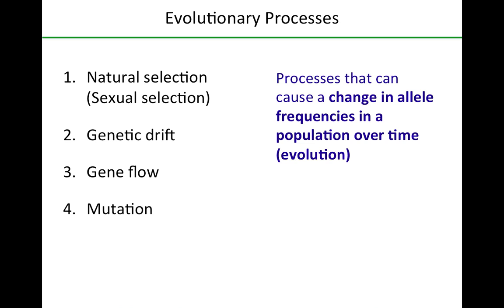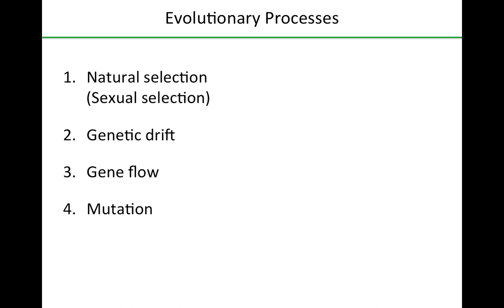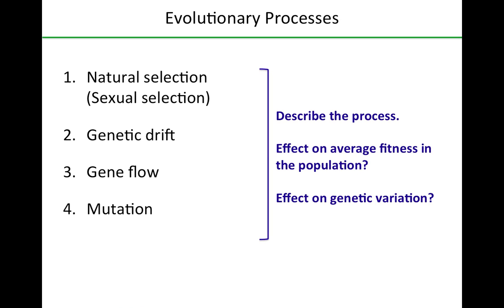So over the next few class periods, we'll focus on how each of these processes causes evolution to happen. We'll go through these one by one and describe the process. We will talk about the effect that each has on average fitness in the population and the effect that each has on genetic variation in the population. So these are the 3 things that I want you to be able to do for each of these processes: describe them, talk about average fitness, and genetic variation.